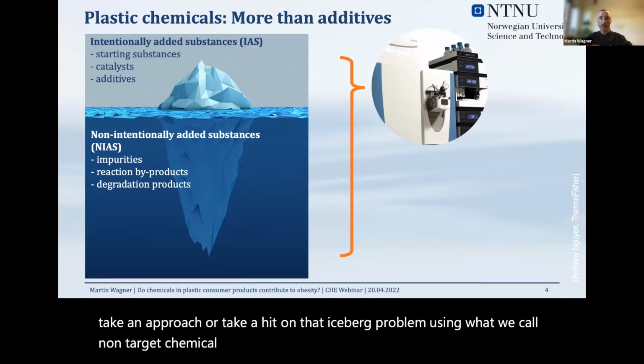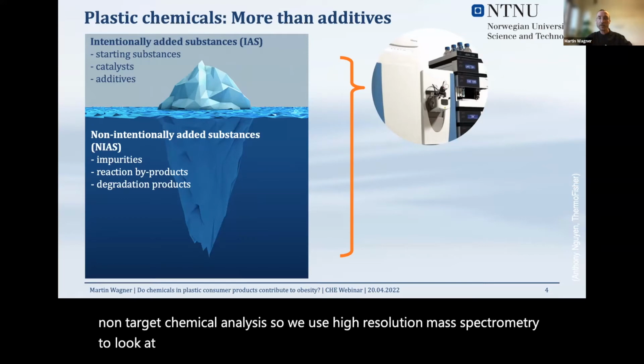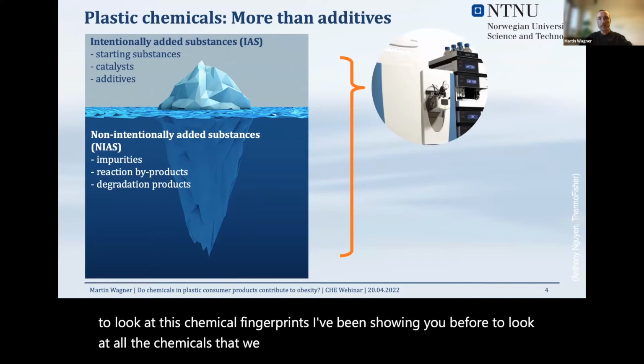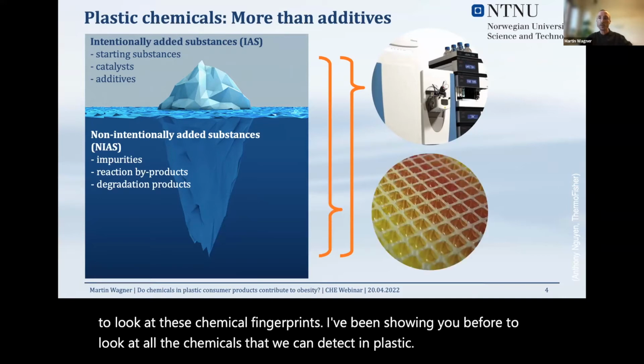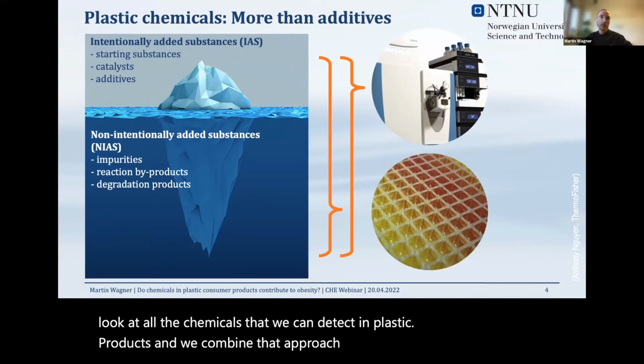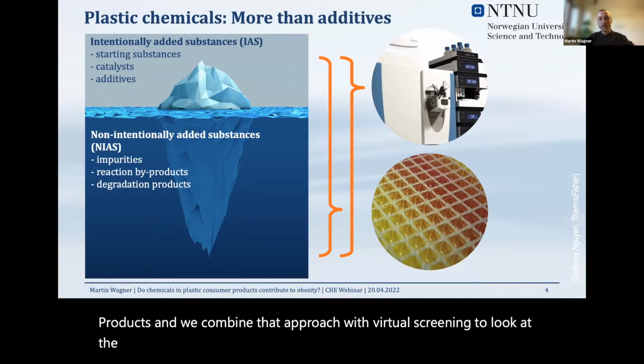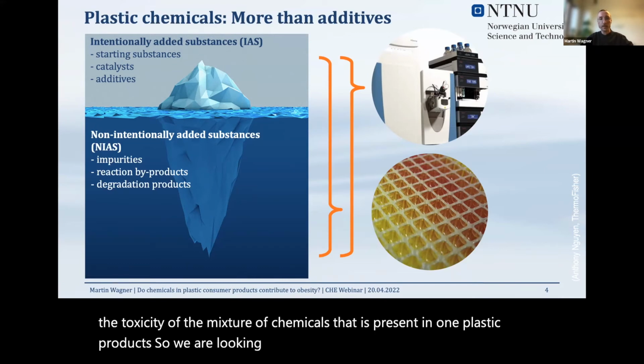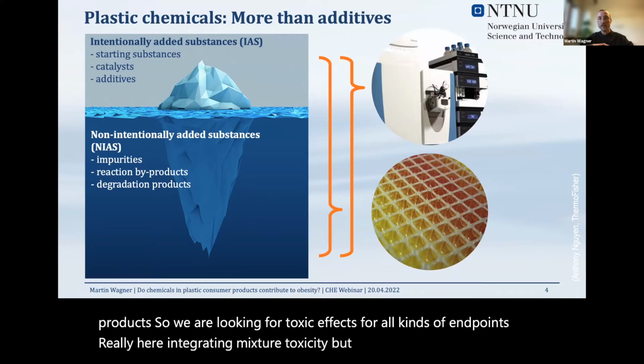We use high-resolution mass spectrometry to look at these chemical fingerprints I've been showing you before, to look at all the chemicals that we can detect in plastic products. And we combine that approach with in vitro screening to look at the toxicity of the mixture of chemicals that is present in one plastic product. So we are looking for toxic effects for all kinds of endpoints, integrating mixture toxicity, but also covering the effects of the so far unknown plastic chemicals.